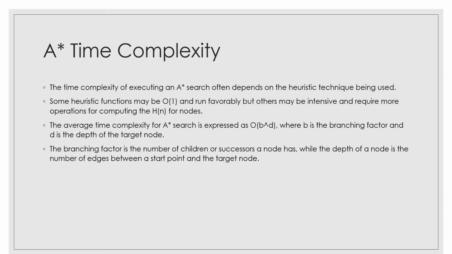And pretty much the branching factor is the number of children or successor nodes that it has, or neighbors, you could say. And the depth of the node is the number of edges between the start point and the target node. So if each node is heavily interconnected with a bunch of other nodes, like there's many edges all over the graph, then obviously your complexity is going to be a lot higher, because that's the exponent.